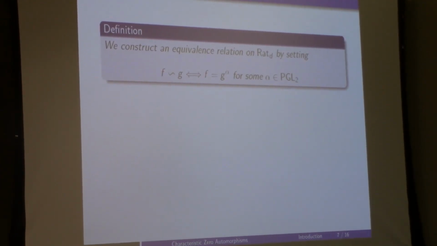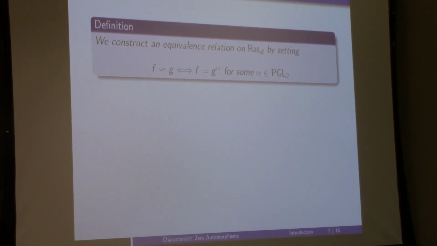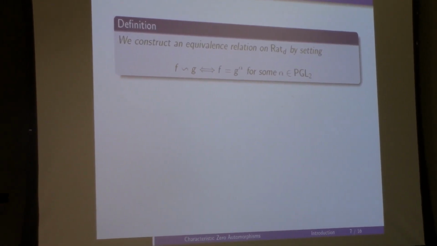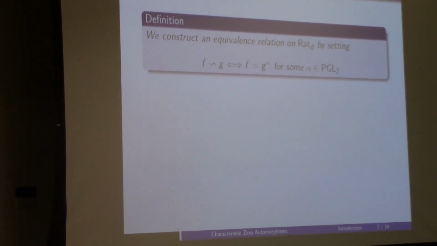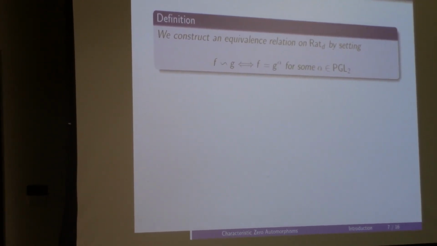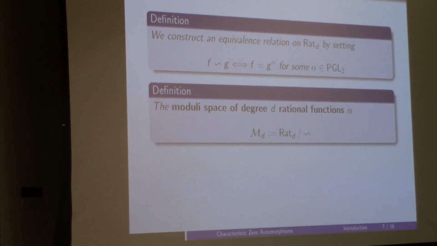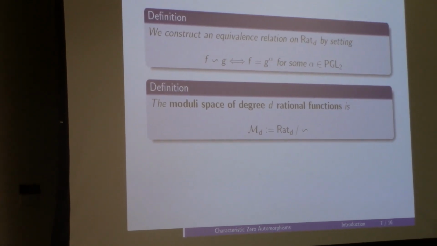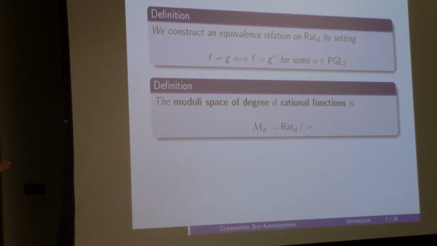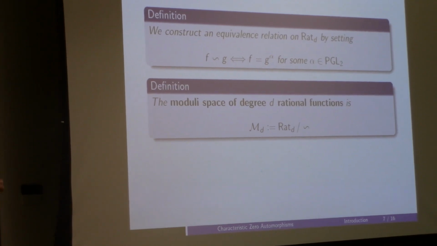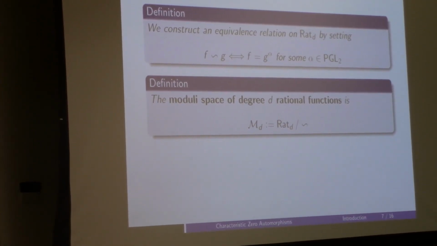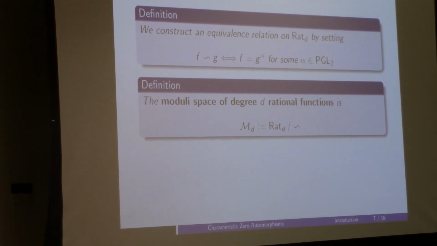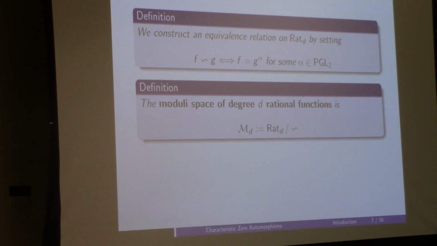We construct an equivalence relation on Rat_d by basically taking a particular dynamical system and looking at the conjugates of that dynamical system and putting them together in the same equivalence class. This motivates the definition for the space that we're actually going to be working in, which is moduli space in dimension 1 and degree d, which is basically taking Rat_d and quotienting out by this equivalence relation. Remember I told you that conjugation preserves dynamical behavior, so this is why we just look at equivalence classes instead of looking at the space of all maps.